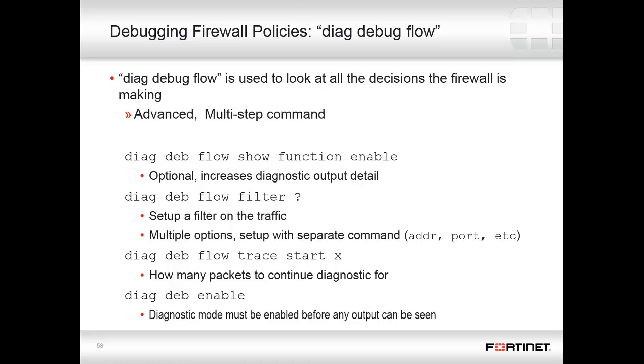The second step is the important one. This is where you set up the filter for the diagnostic. It's the same idea as a packet capture where you set up a filter. The difference is that each option is a separate command. So if you wanted to filter on a specific IP and a specific port, you would issue two separate commands. Next, you specify that the diagnostic should start and continue for a specific number of packets. Finally, in order to see any diagnostic output, you need to enable debug mode.